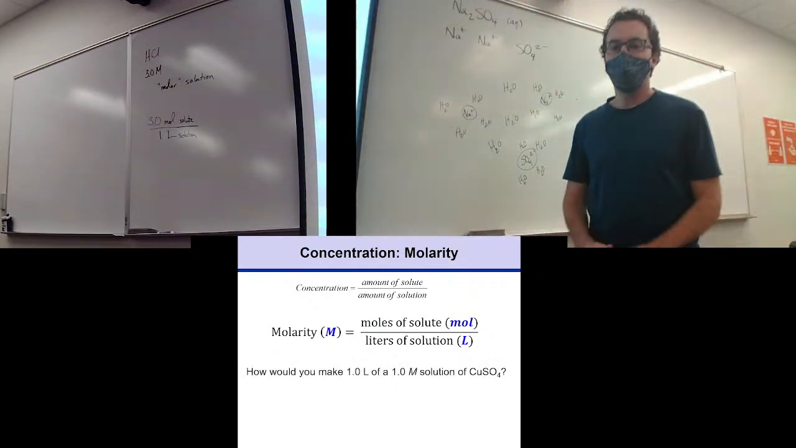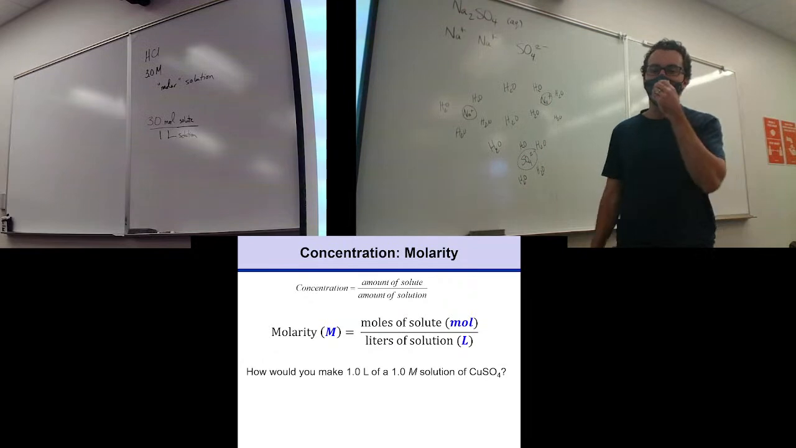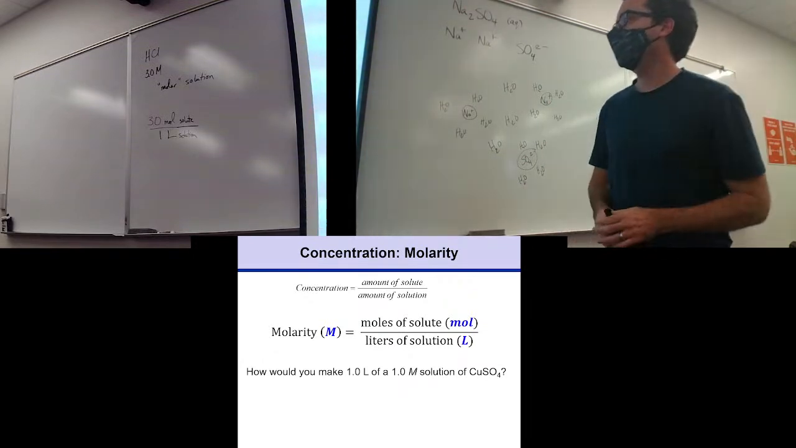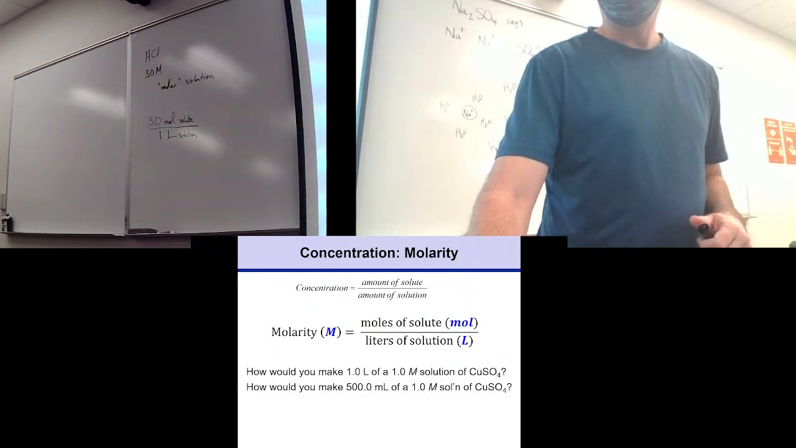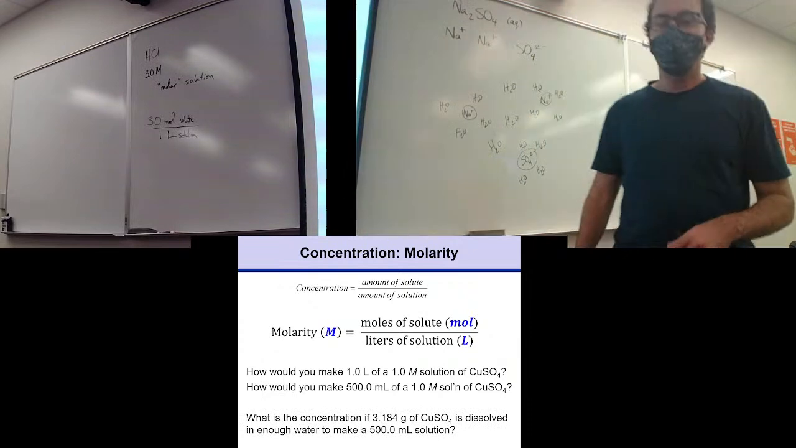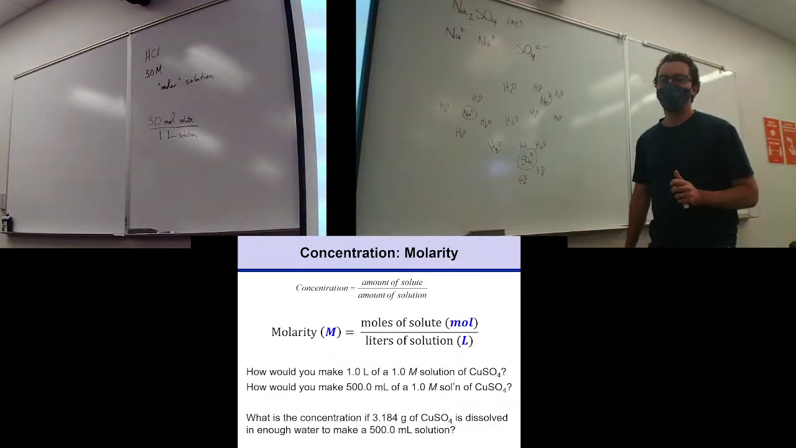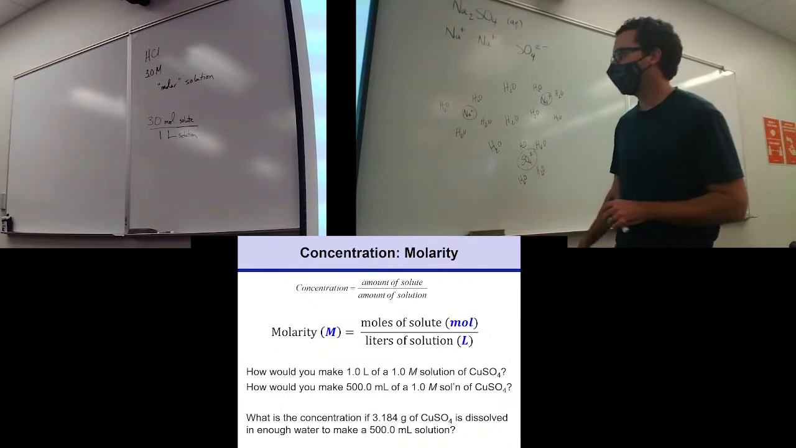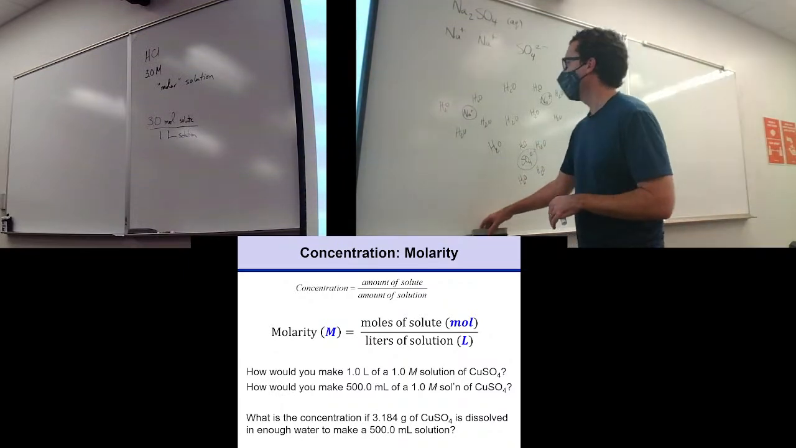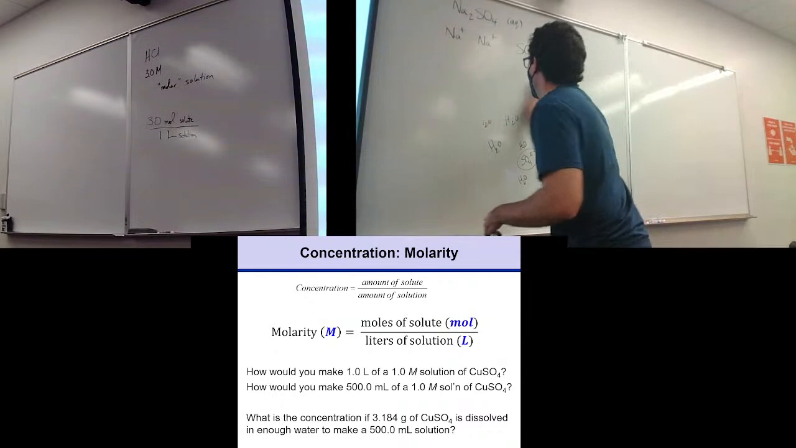So how do you make 1 liter of a 1 molar solution of copper sulfate? How would you make 500 milliliters of a 1 molar solution of copper sulfate? What is the concentration if 3.185 grams of copper sulfate is dissolved in enough water to make a 500 milliliter solution? All of these are valid questions that involve concentration.